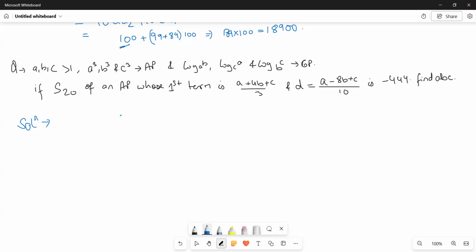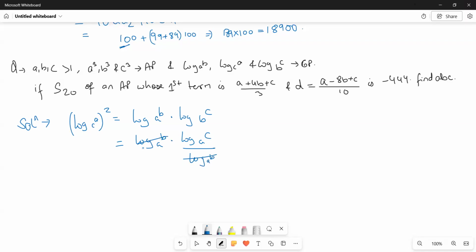Okay, we start the solution in this way. We start with the GP part. So 3 numbers in GP. What's the condition for 3 numbers to be in GP? B square must be equal to AC. Log of C to the base B. Okay, now. But then this can be written as log B to the base A into log C to the base A divided by log B to the base A. तो ये तो cancel हो गया.